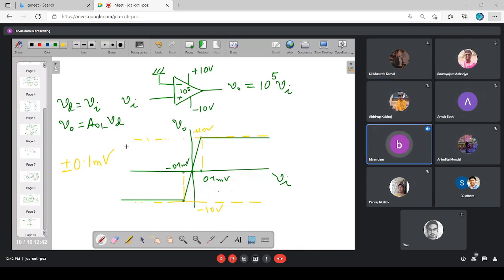Now, for this operational amplifier to be used as an amplifier, it must be usable in the linear region. That linear region itself is too small, plus minus 0.1 millivolt. My noise voltage level is much higher than that range. So this operational amplifier, as such, I repeat, cannot be used as an amplifier.